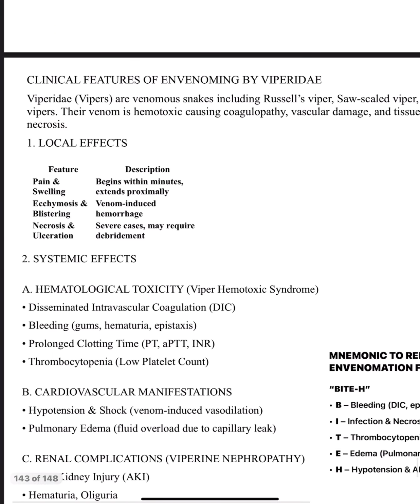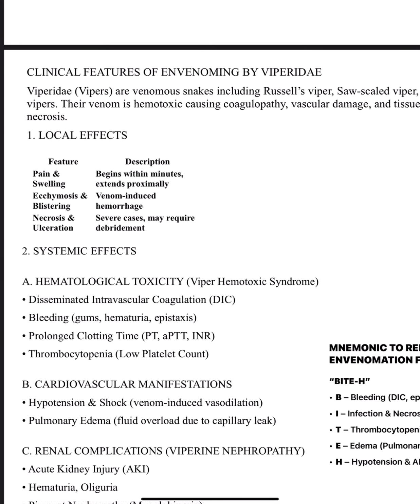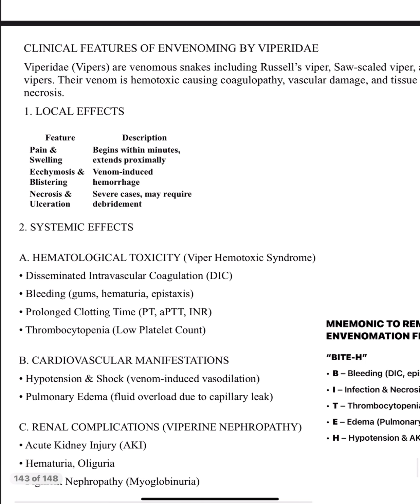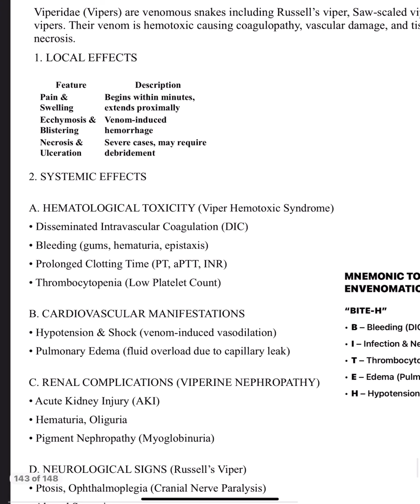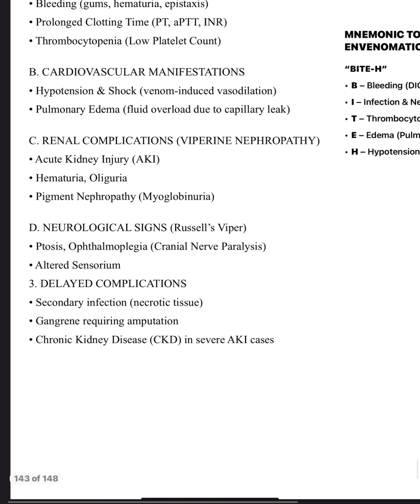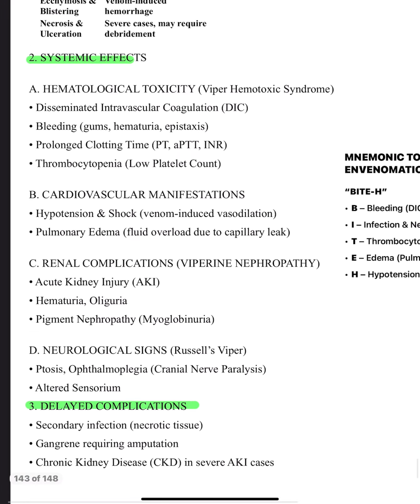So next question, let's go to the clinical features of envenomation by Viperidae, vipers. Vipers are venomous snakes, as we know, such as Russell's viper and saw-scaled viper. So basically you can divide it into local effects, systemic effects, and delayed complications.